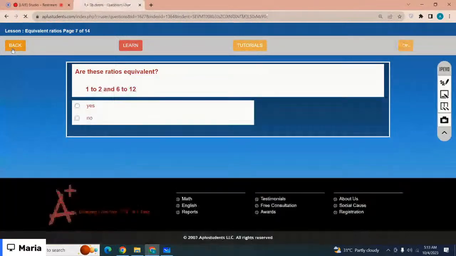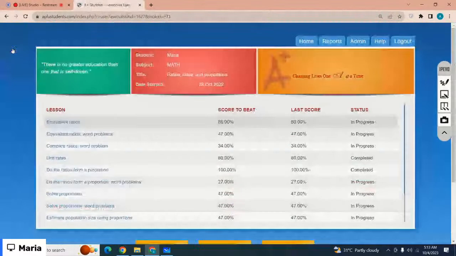The next lesson is equivalent ratios, word problems. You have to do the word problems on your own. The next one is compare ratios. So let's just start with the compare ratios, right?